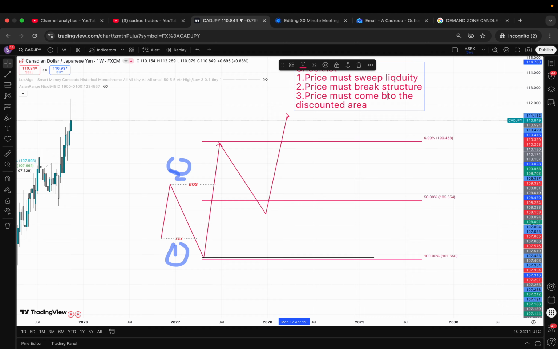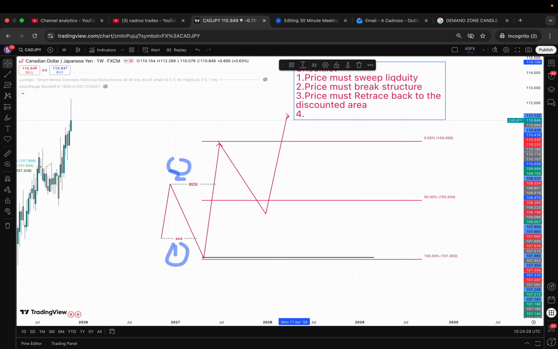Price must come back. I said come back just to make you guys understand, but the term to use is what? Retrace. Retrace back to the discounted area.